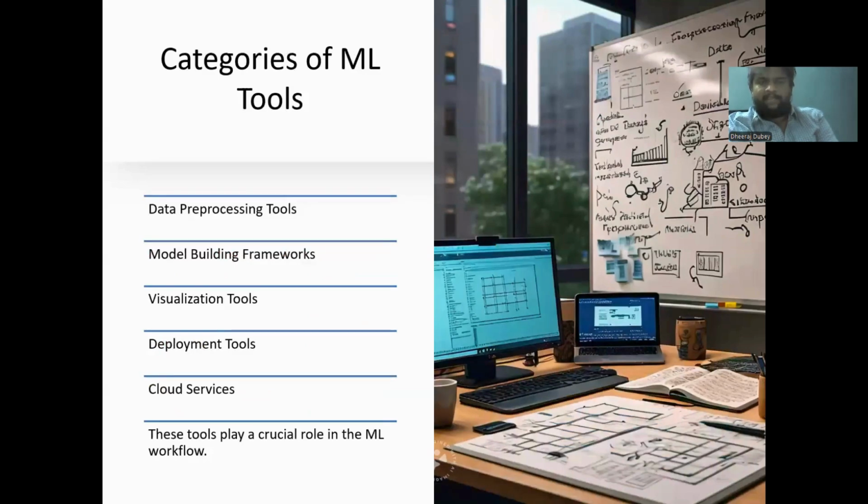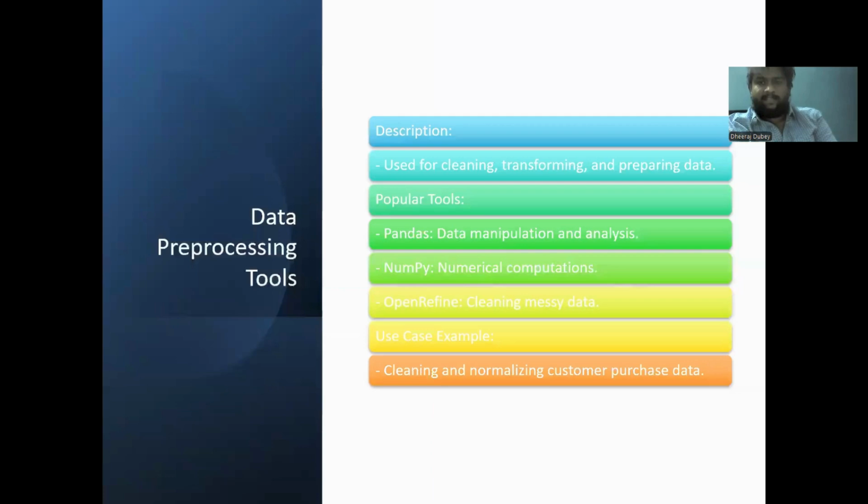So, next slide, what are the categories of ML tools? There are different ML tools: data pre-processing tools, model building frameworks, visualization tools, deployment tools, and cloud services. These tools play a crucial role in the ML workflow. So for ML, you need to know all of these: data processing tools, model building frameworks, visualization tools, deployment tools, and you should have knowledge of cloud services as well.